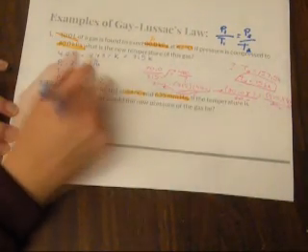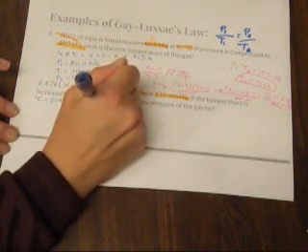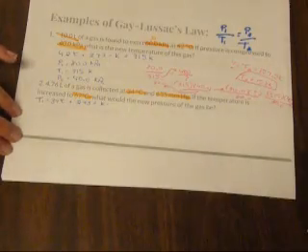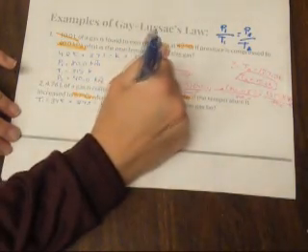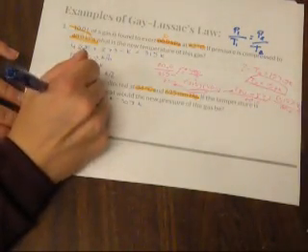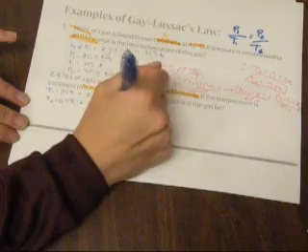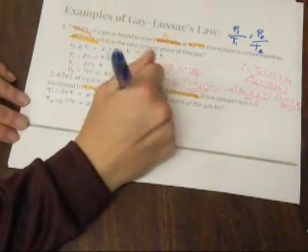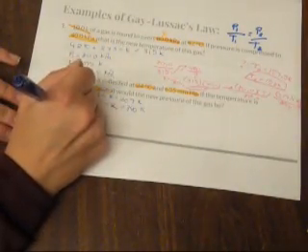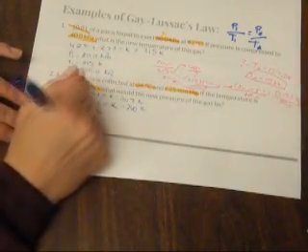So our temperature 1 is 34 degrees Celsius plus 273 equals our Kelvin, which equals 307 K. Our temperature 2 equals 67 degrees Celsius plus 273, which is our Kelvin, and that equals 340 K. And our P1 is 635 millimeters of Hg, and our P2 is a question mark.